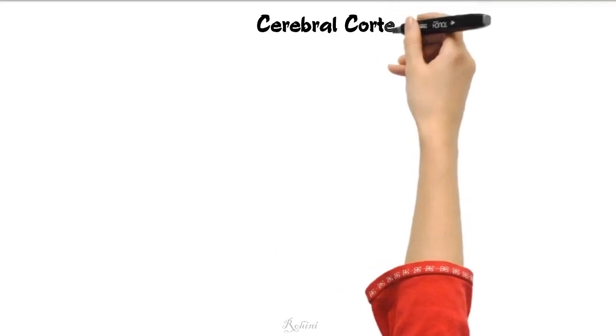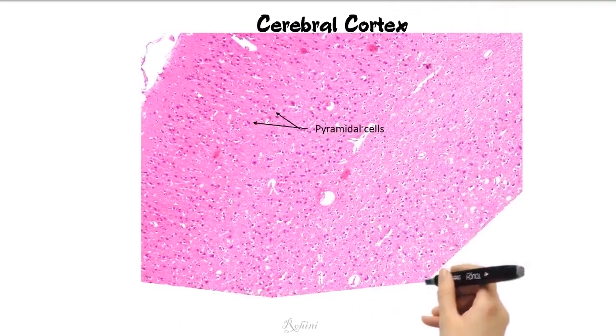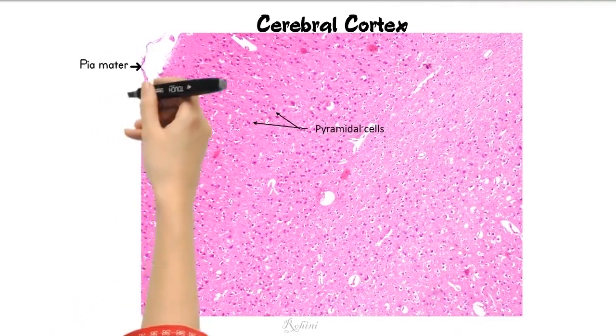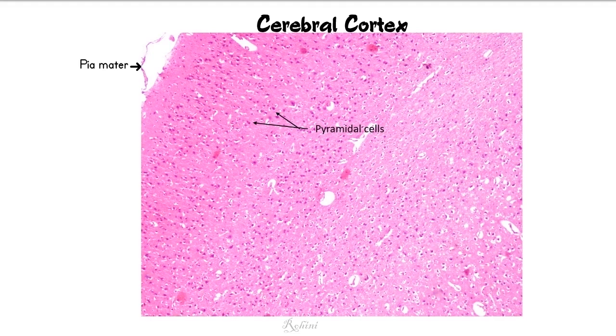There are 6 layers which constitute the cerebral cortex. Superficial layer closest to the pia mater is the molecular layer. Following which we have the external granular, external pyramidal, internal granular, internal pyramidal and the multiform layer.